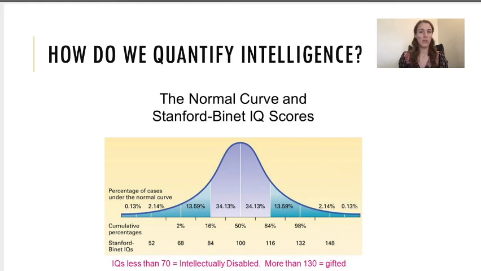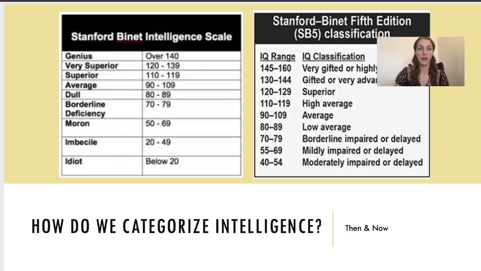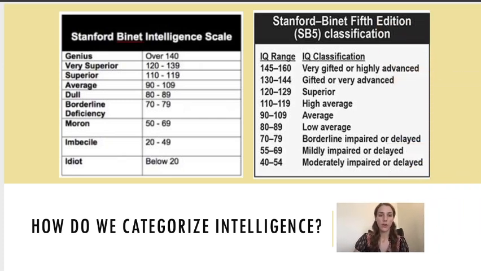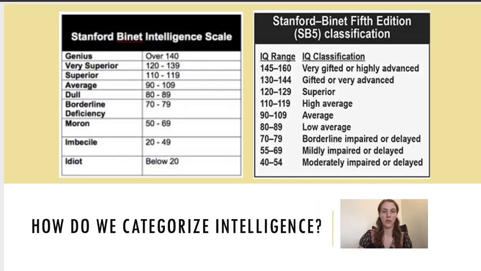So why are we worried about this? Why are we worried about the labeling here? Well, because it carries some social connotation, all right? All right, so this is how we categorize intelligence. I have then and now, all right? So then being when these tests were first formulated, and now being the 5th edition here that we're discussing. So if we look on the left, let's take a look through these names, these categories that they've created for these different groups of scores.